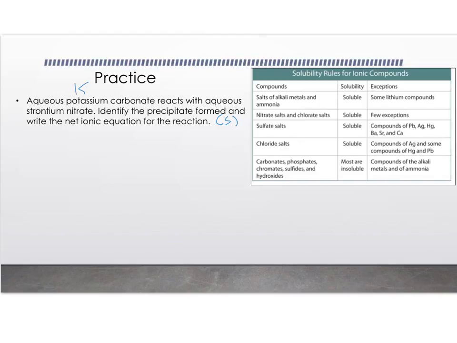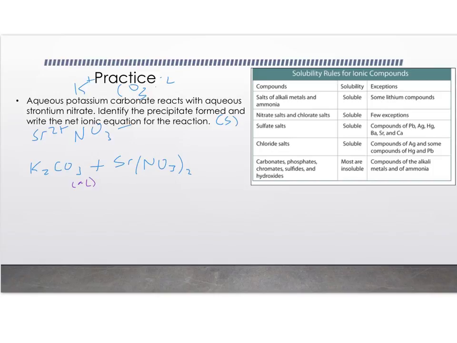Potassium is the element K with a +1 charge. Carbonate is a CO3 with a -2 charge. Aqueous strontium nitrate, strontium is 2+, and nitrate's an NO3 -1. So whenever we cross and drop our charges, we should end up with K2CO3 plus Sr(NO3)2. And we need to include the state of matter, and it says both of them are aqueous.